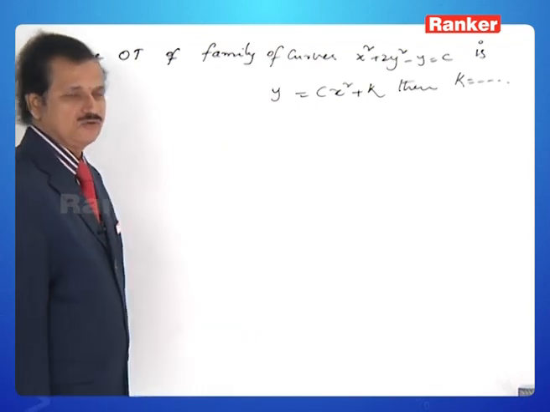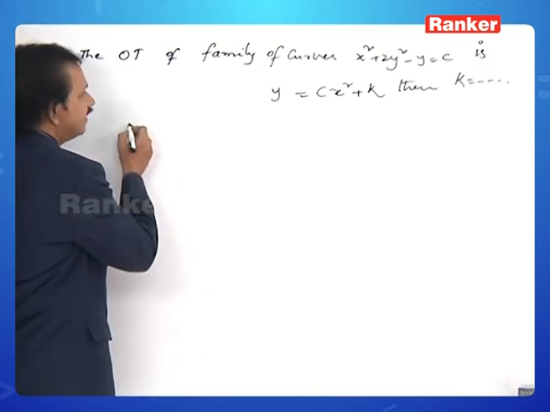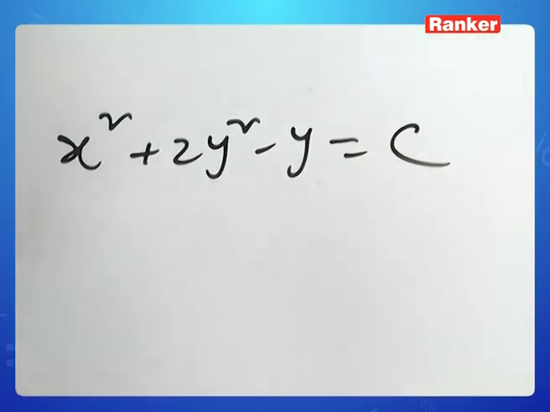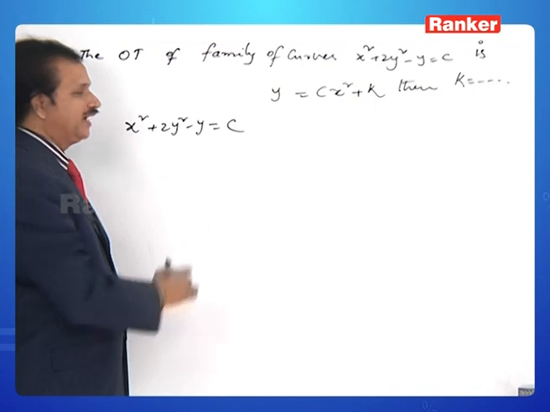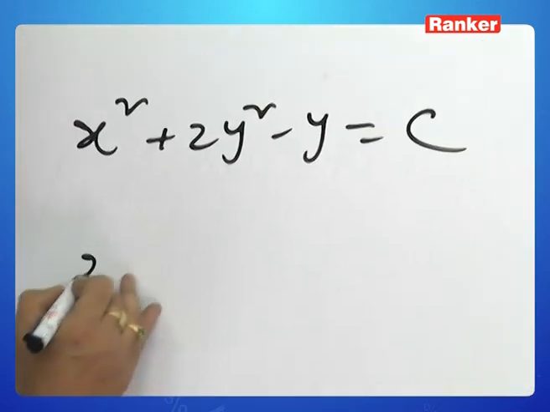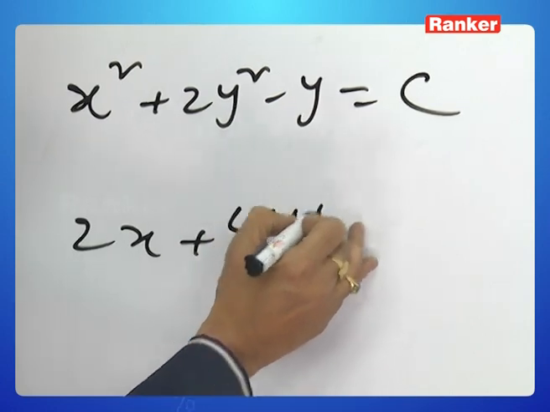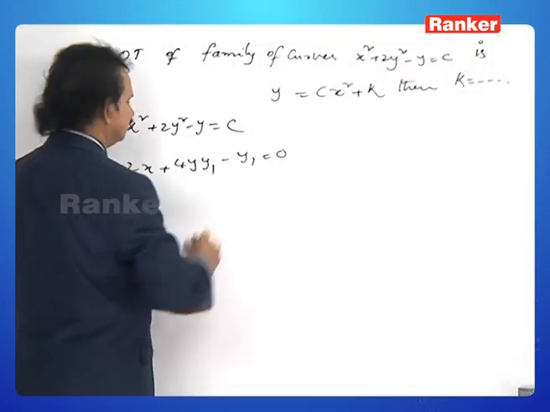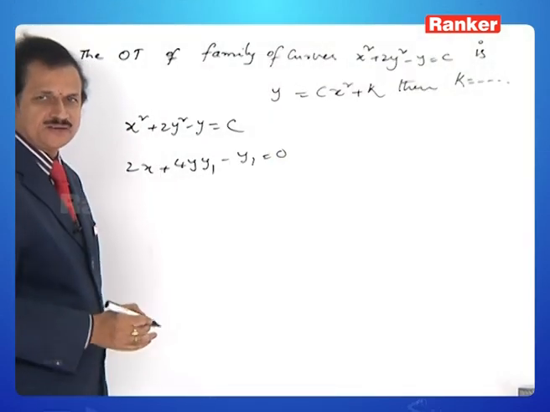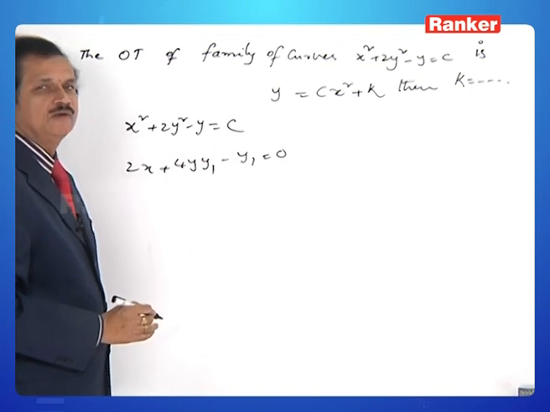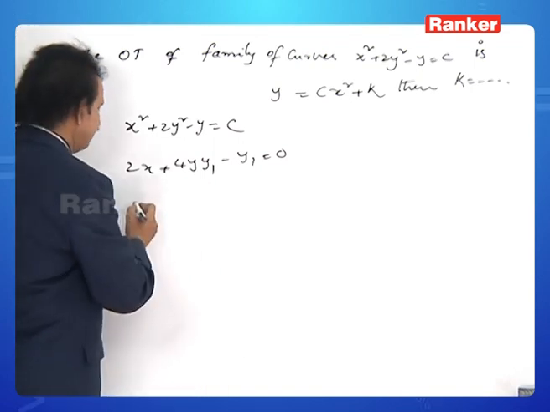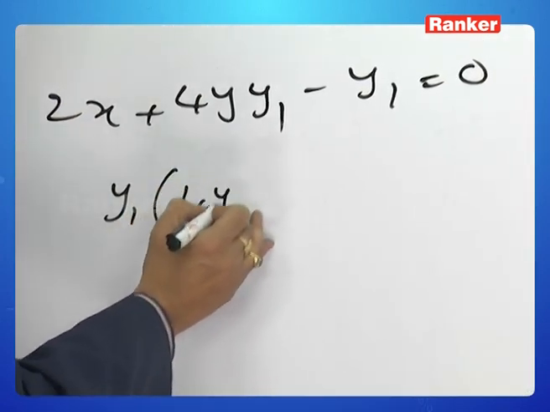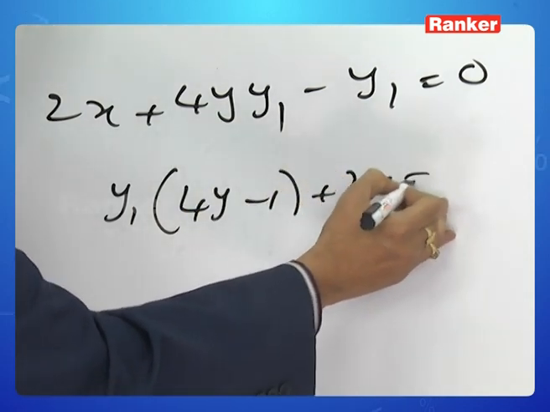The series of steps. What is the first step? Given family is x square plus 2y square minus y is equal to c. First step is over. Differentiate it with respect to x. 2x plus 4y y1, what do you mean by y1? dy by dx, minus y1 is equal to 0. Enough, the constant has been eliminated. It is nothing but the DE of the given family. Let me simplify this. That is y1 into 4y minus 1 plus 2x is equal to 0.